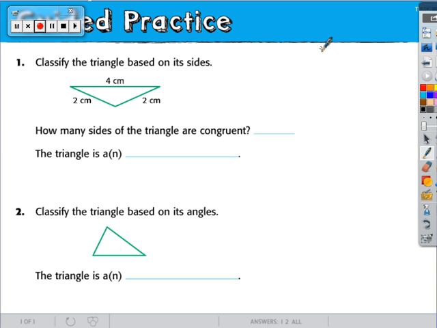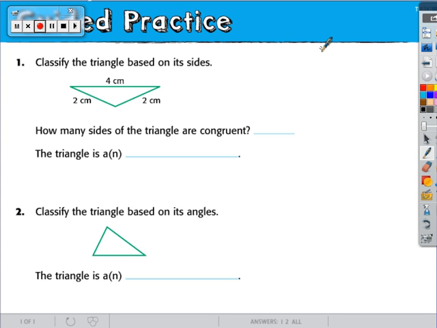Yes. Okay, so here we go. We have 2 guided practice ones. Number 1, it says we're going to classify the triangle based on its sides. They want to know how many of the sides are congruent, and then the triangle is a what? And then we're going to classify the triangle based on its angles. So we're going to look at all 3 angles, and we're going to decide what the triangle is. So our first one. How many of the sides are congruent?